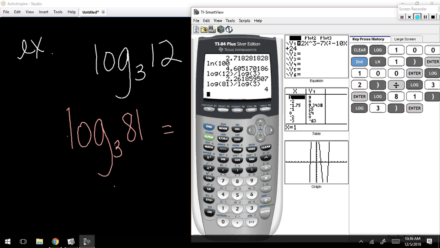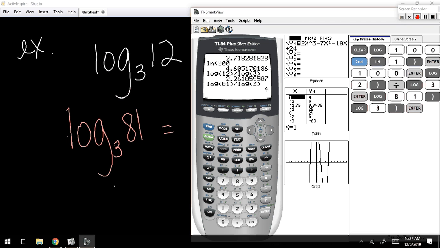Imagine that. Try this. Do natural log of 81 divided by natural log of 3. It's a rounding issue. Instead of 10, it's a rounding issue. You can use either one you want.